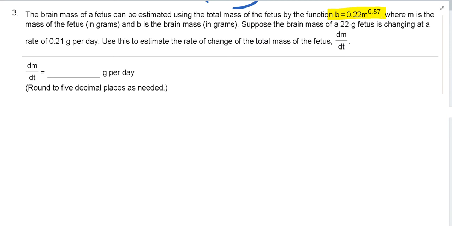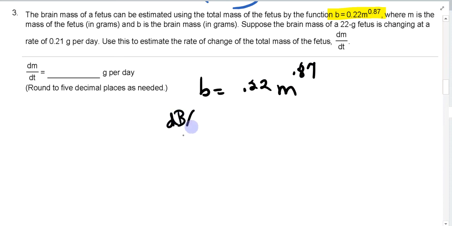All right, so what are we given? We're given this function. We got b equals 0.22 m to the 0.87. So if we're going to take the derivative of that, we've got db/dt equals, now multiply 0.87 times 0.22, and you should get 0.1914 m. If you take 1 away from the exponent, you get negative 0.13. So that's the derivative of that.